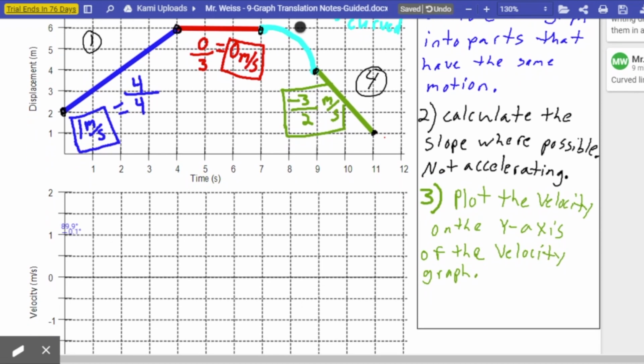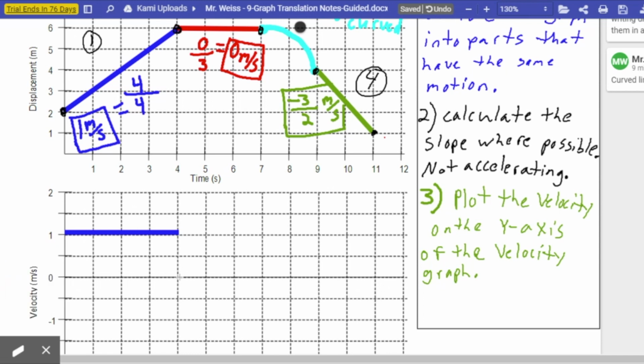Let's start with line number 1. We'll notice that line number 1 has a velocity of 1 meter per second, and that motion is present for 4 seconds. So we'll go down to our velocity versus time graph, find the velocity of 1 on the y-axis, and then just draw that velocity over for 4 seconds.